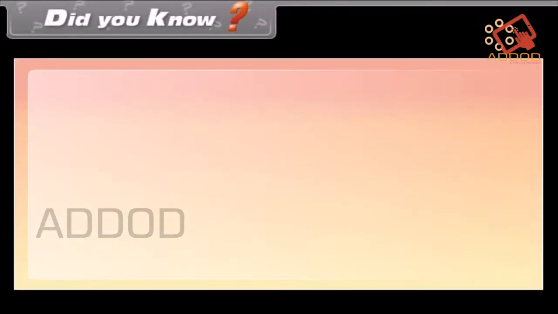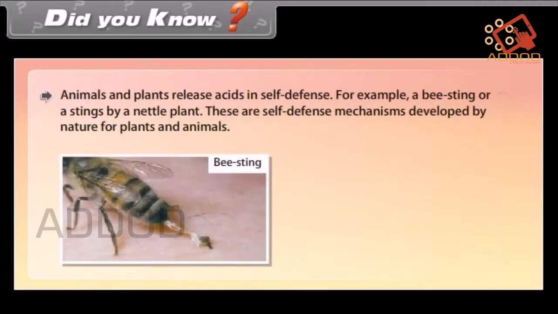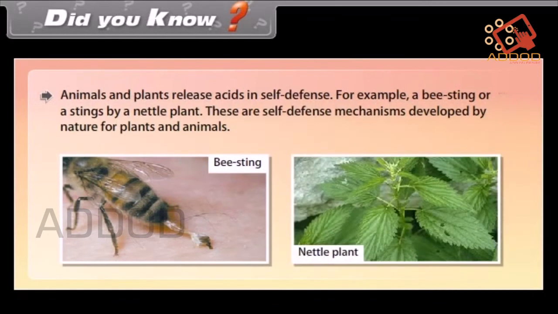Did you know? Animals and plants release acids in self-defense. For example, a bee sting or stings by a nettle plant. These are self-defense mechanisms developed by nature for plants and animals.